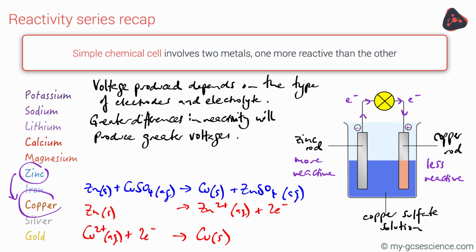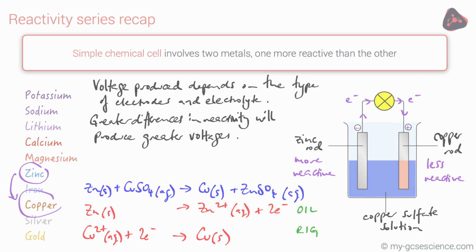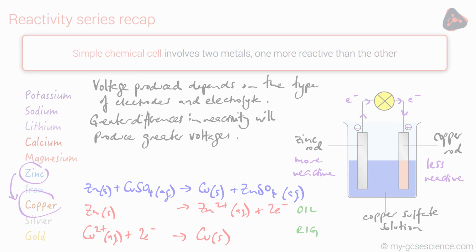In this case, the zinc is being oxidised because it loses electrons, and those electrons then pass around the circuit to be gained by the copper, which is reduced. And although we've used zinc and copper here, in theory we could use almost any metal, as long as it's not so reactive that it reacts with the water in the solution.